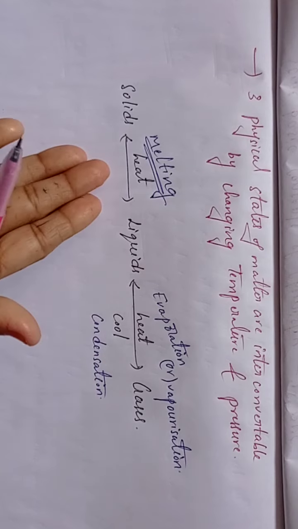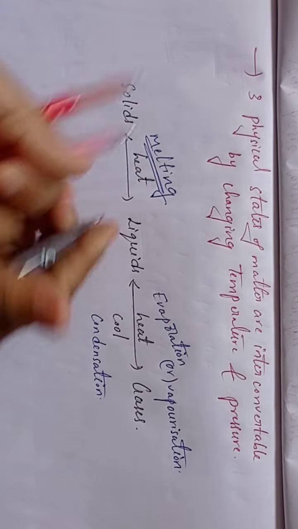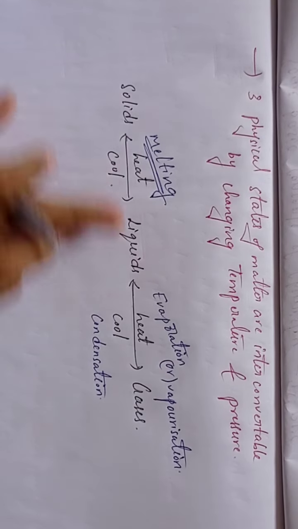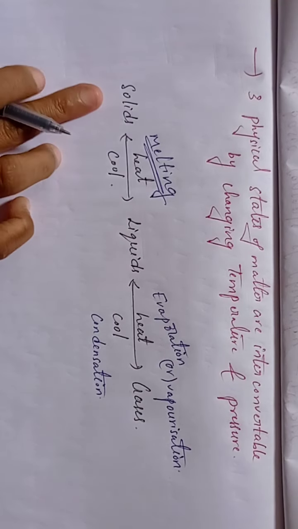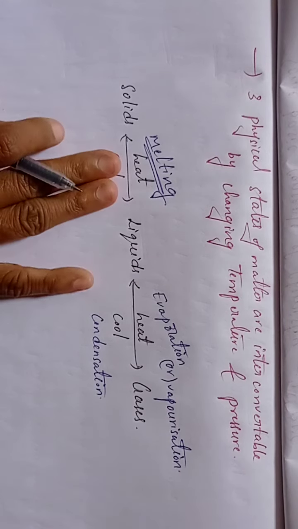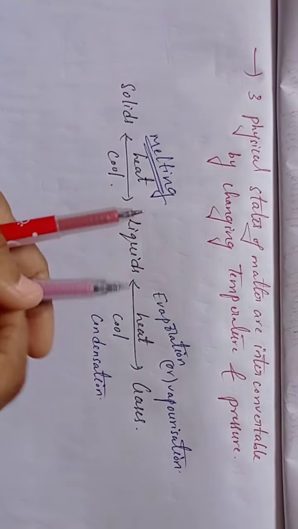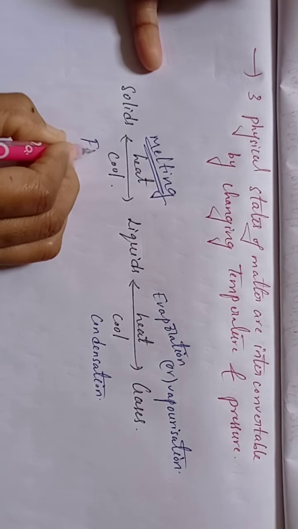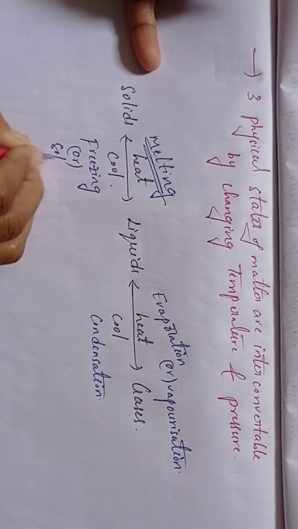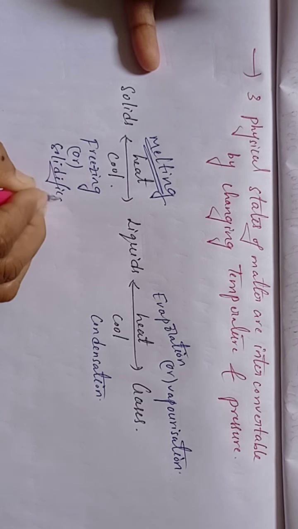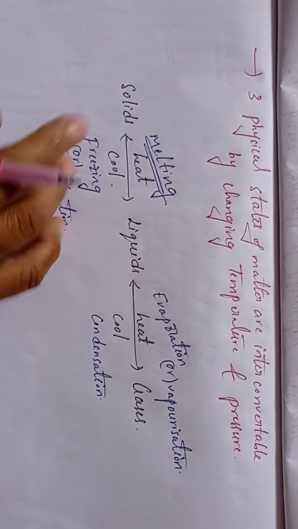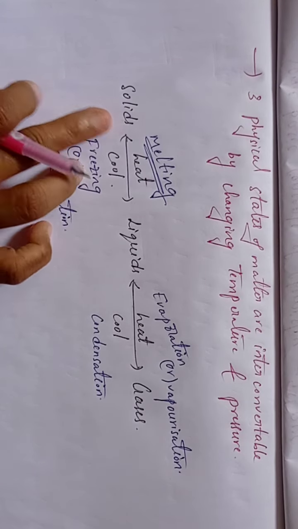Next, liquid by cooling converts into solid. This is cooling. By cooling, liquid again converts back into solid. So this process is called freezing. This is called freezing or solidification. What will we call it, students? Solidification. Next one, solids convert into gases.